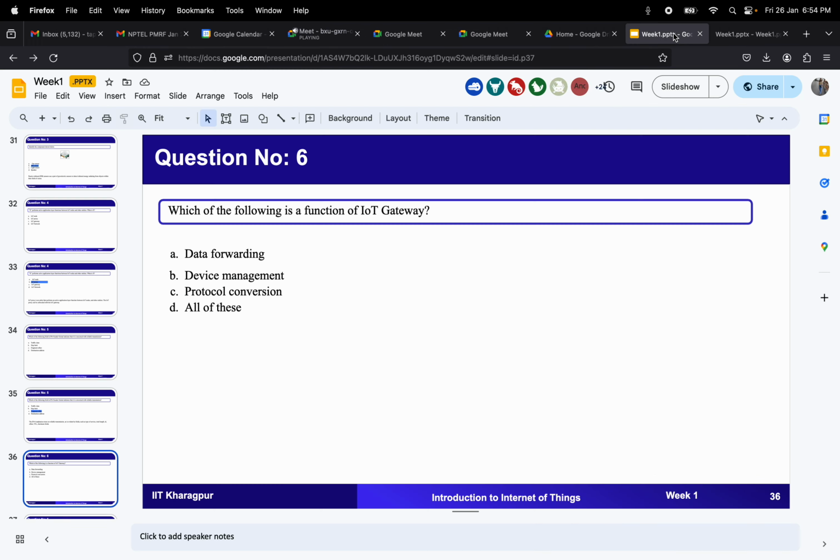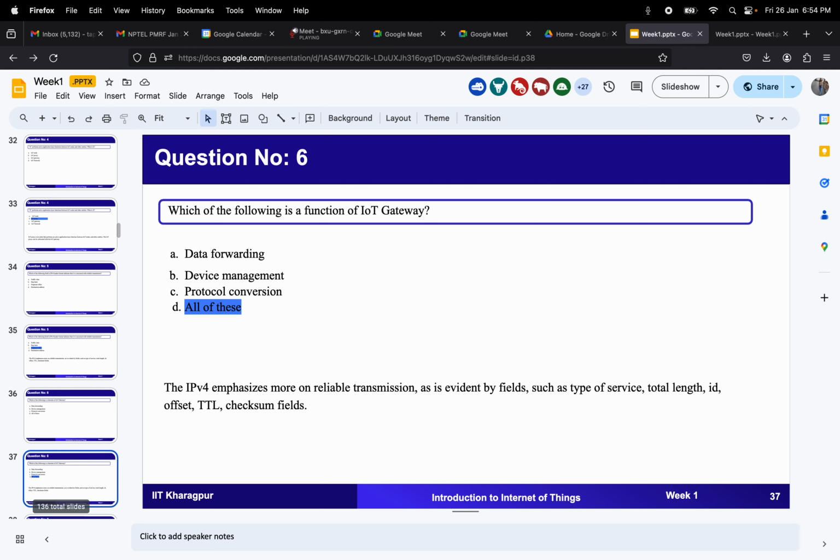Okay. Yeah, so question number 6 is, which of the following is the function of IoT gateway? Options are data forwarding, device management, protocol conversion, all of these. All of these? All of these. Right, all of these is correct. So basically your IoT gateway is going to perform all these functions. So it is used for forwarding the data, for managing the device, for converting one protocol into another protocol.